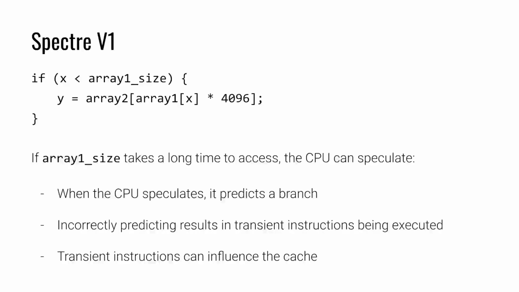to where what we are accessing is actually a private variable that was never intended to be used. So to summarize Spectre V1, if array 1 size takes a long time to access, or there's some other slow-running instructions above this conditional jump, the CPU will speculate.